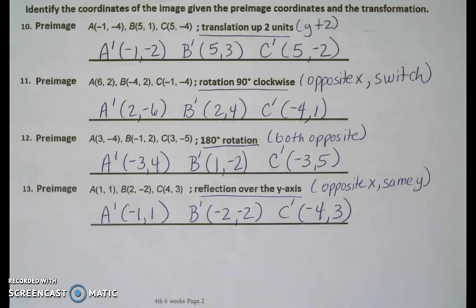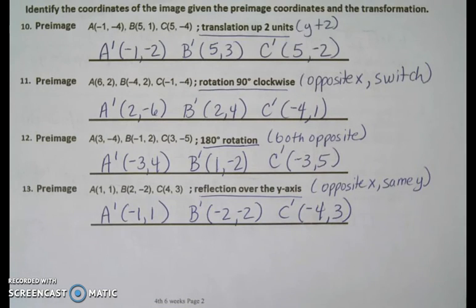On number 12, it's telling me to make a 180 rotation. That means take both x and y to their opposite. So what was 3, negative 4 is now negative 3, 4 for A prime. B, negative 1, 2 becomes B prime, 1, negative 2, while C, 3, negative 5 becomes C prime, negative 3, 5. And last, reflection over the y-axis.